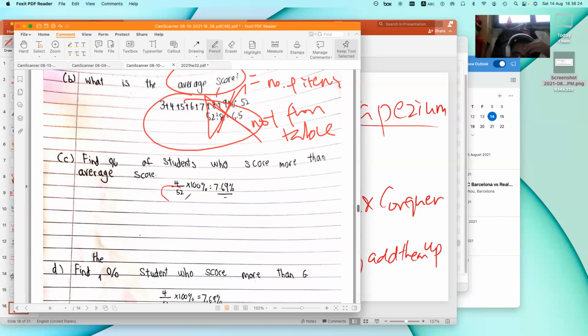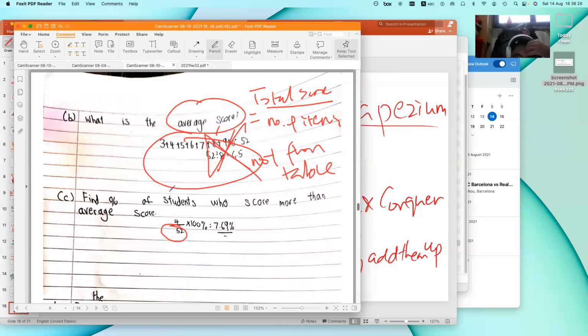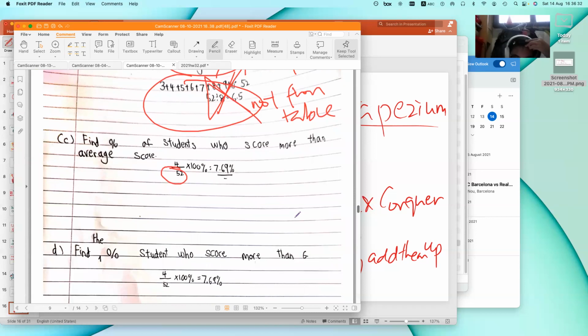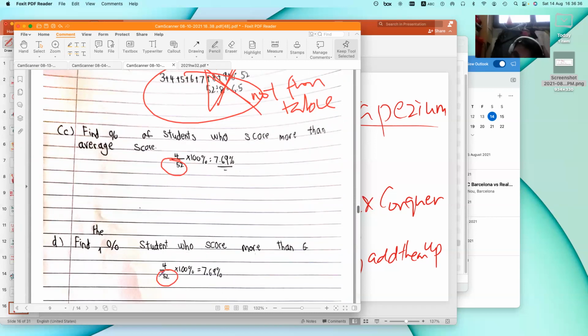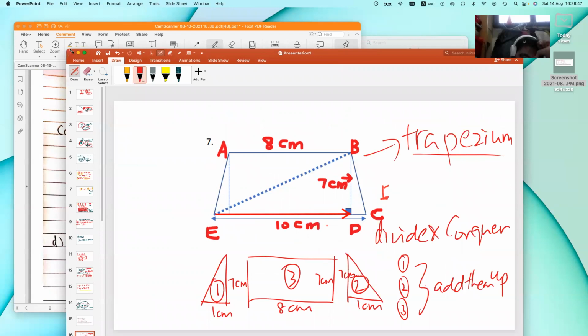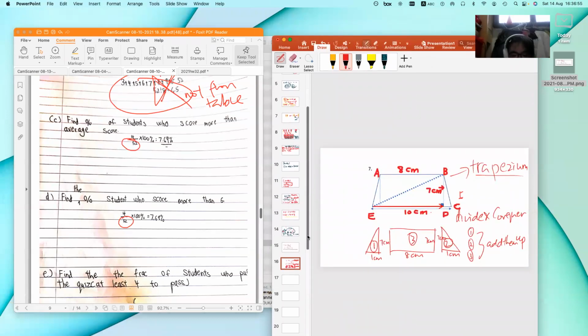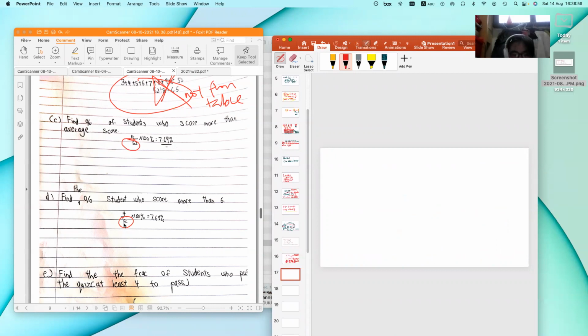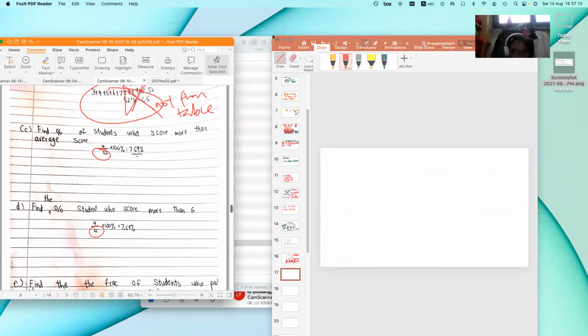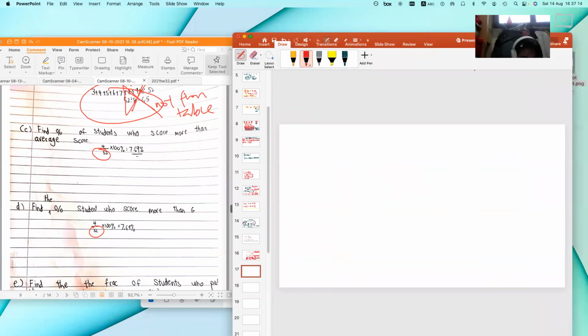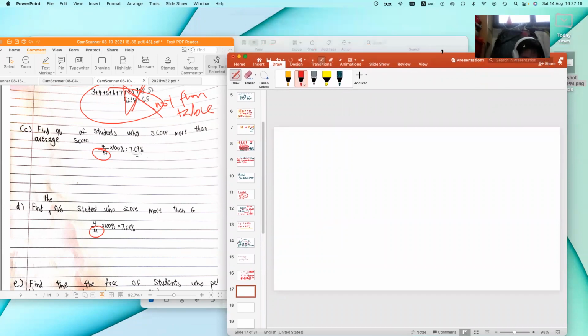4 out of 52. You got 52 students, man. Where do you get the 52 from? Hello. You are doing rubbish here. Where do you get the 52 from? Who taught you 52? I added it. Who said you add like this? Where do you learn this from? No. Answer my question.